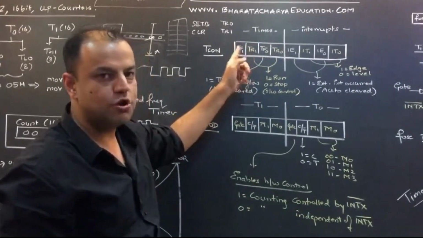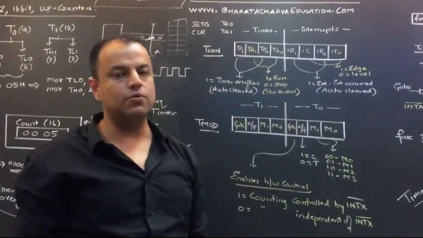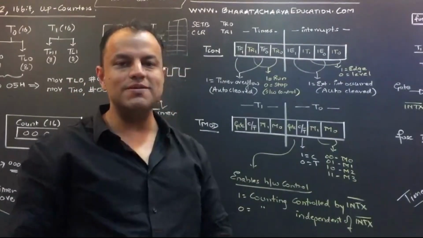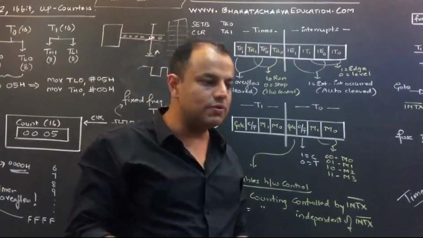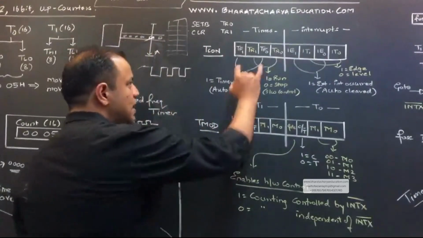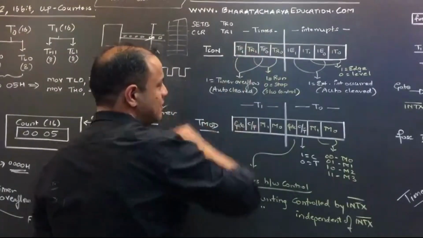Making this 0 will stop timer 1. So you can start both timers, you can stop both timers, you can start any one and not affect the other. The two timers are completely independent. What you do with one timer has nothing to do with the other timer. Tell me, did you understand this? So both timers have their own run bits, both timers have their own overflow flags.